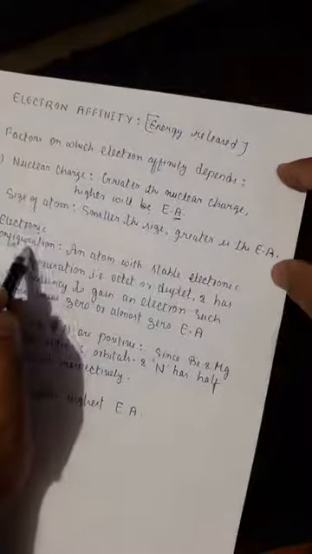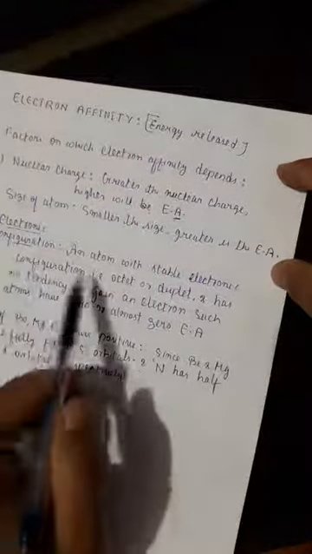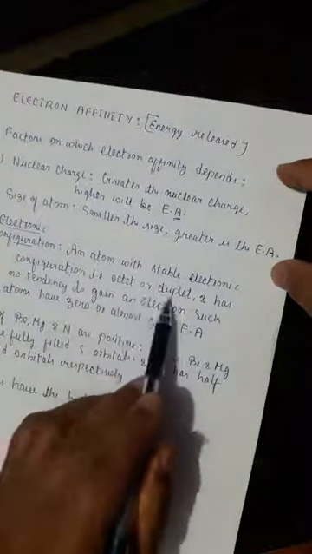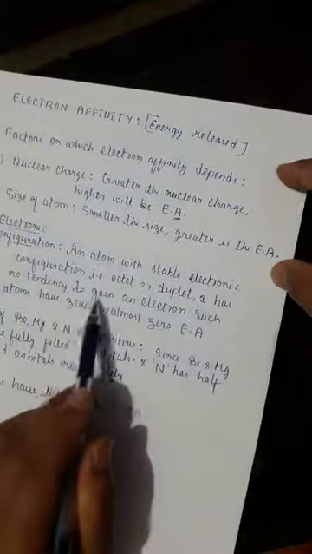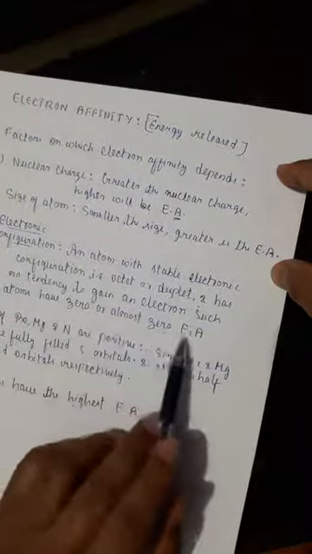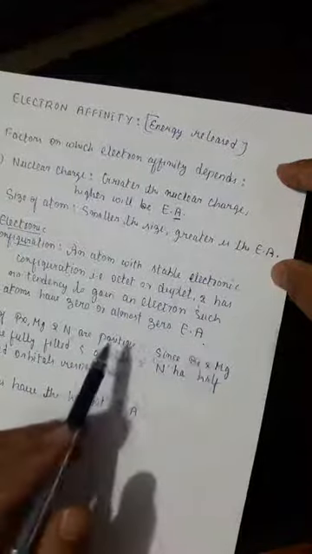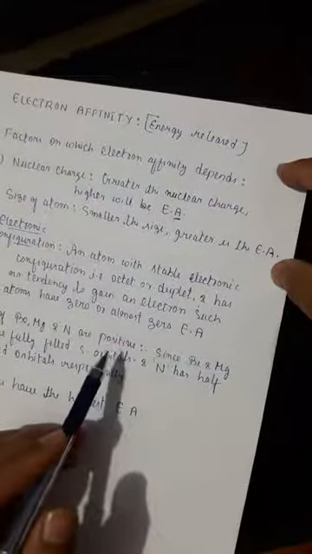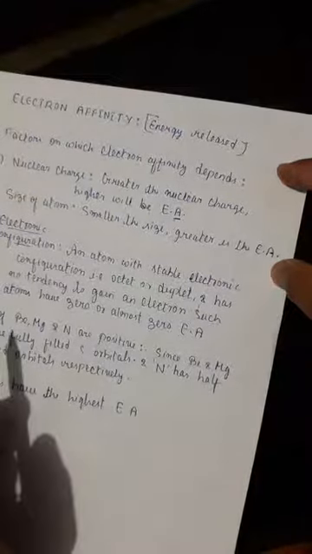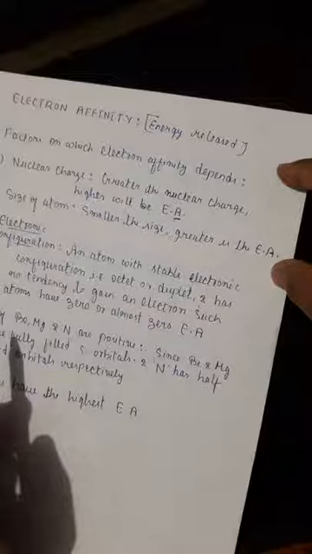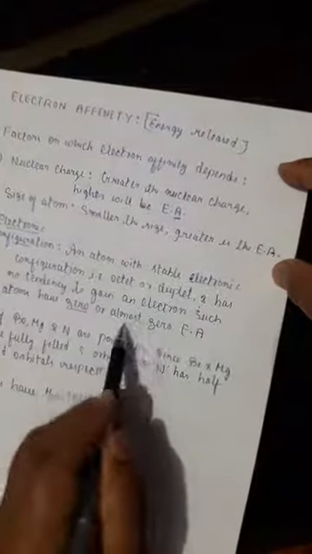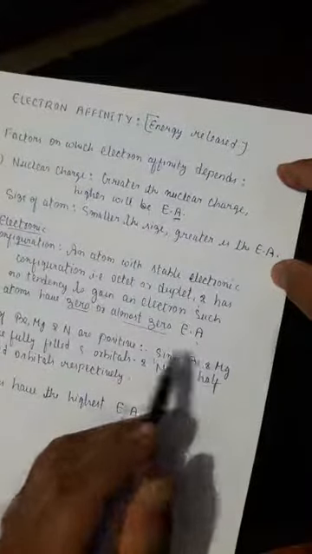Now here, electronic configuration. Please remember this. An atom with a stable electronic configuration, that is octet or duplet, has no tendency to gain an electron, and such atoms have zero or almost zero electron affinity. So if an atom is already stable, it doesn't have any affinity for an electron, and in such cases they are said to have either zero or almost zero electron affinity.